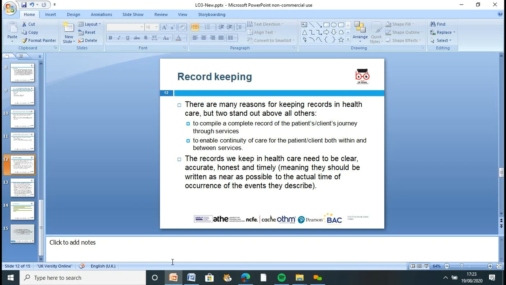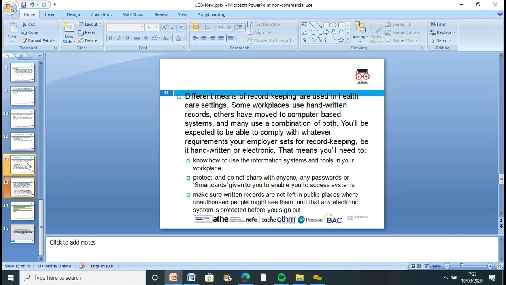They need to be able to enable continuity of care for the patient and client within services. So if the patient has started off, say for example in the hospital, they might have been put into palliative care, they might need to go into a care home. So all the records need to be in good stead so that everybody knows all the factors of what this patient has gone through. So the records that we keep in healthcare need to be clear, accurate, honest, and timely. They should be written as close to the time as the events occur.